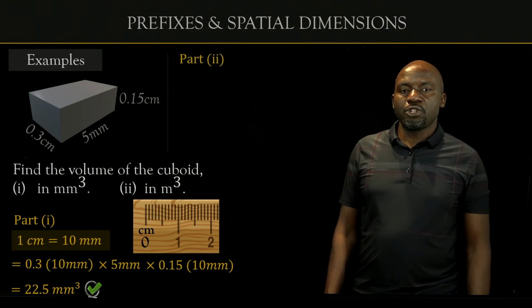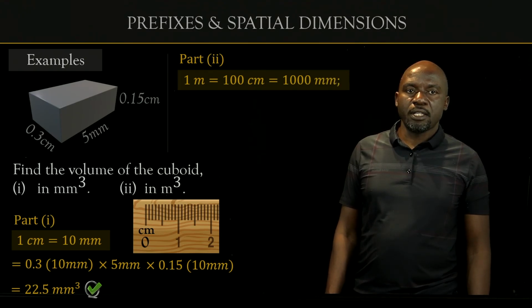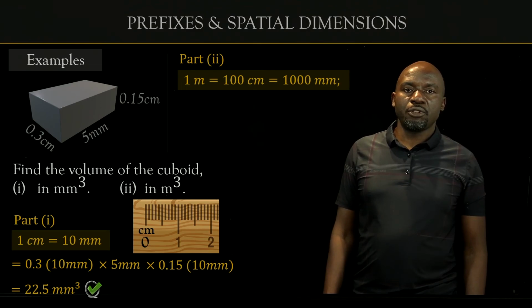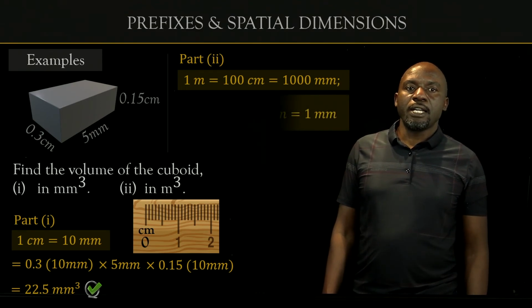Okay, we want to change that to cubic meters. So part 2, 1 meter is the same as 100 centimeters, which is the same as 1000 millimeters. So you can choose to change everything to meters first, or you can choose to change everything to centimeters and then change accordingly. All right.